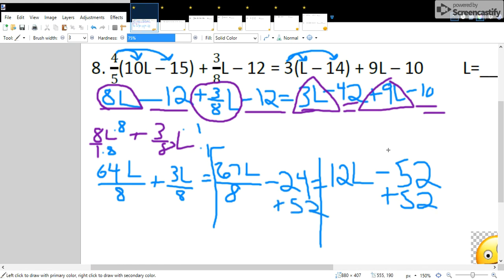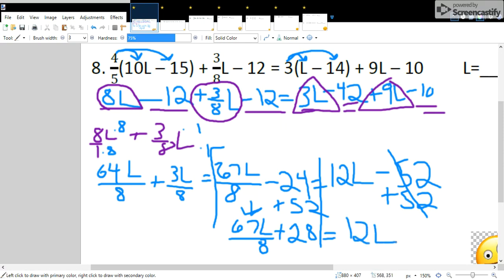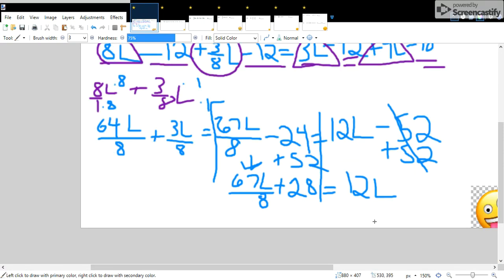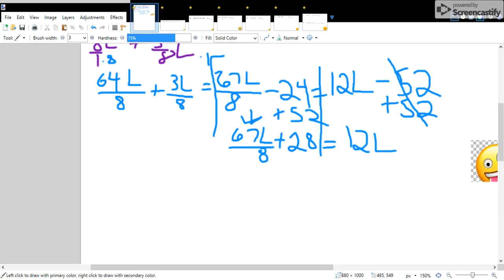52 minus 52 is 0. And 52 minus 24 is 28. Carry down everything else. 67L over 8. Plus sign. And 12L. Okay, now let's go ahead and subtract our 67L over 8.